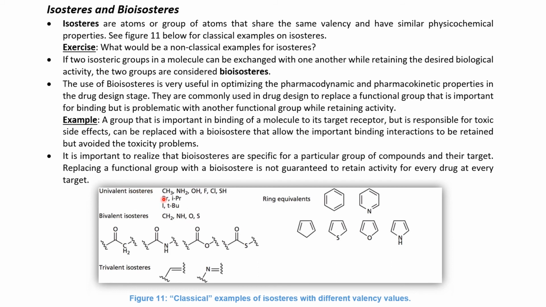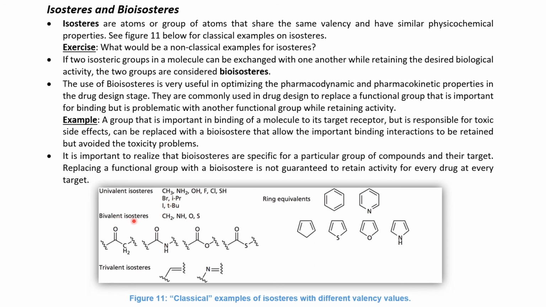The same for the propyl and the isopropyl group, and the iodine and the tertiary butyl group. So these actually have the same valencies, and they also have similar physicochemical properties. So in this line, these could be replaceable. In this line, these two could be replaced with each other, and the same here.